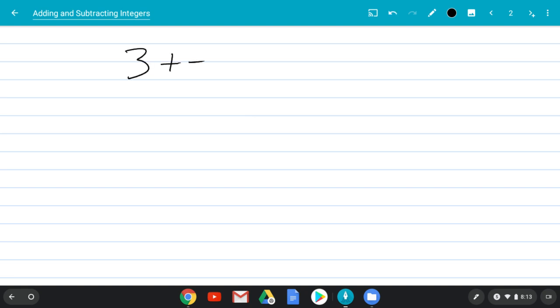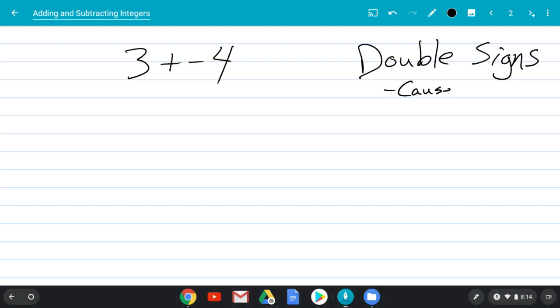Okay, so first thing I want to do is let's get an example up here. 3 plus a -4. Now, the first thing I want to deal with is double signs. We don't like double signs. Double signs cause confusion. So the first thing I want to do is get rid of them. R-I-D, right? Okay, so we want to get rid of them.